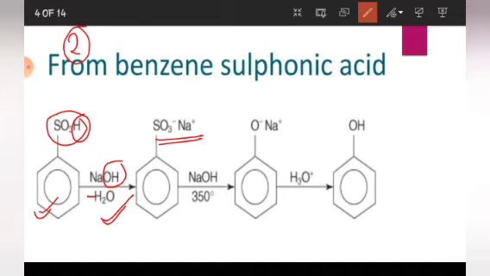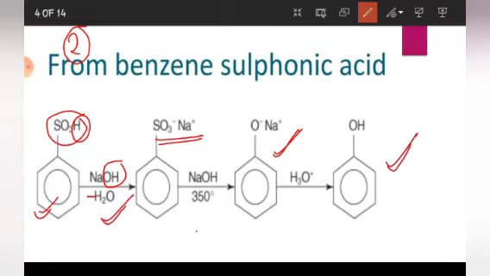Again we will react with NaOH. Then what will be formed? Sodium phenoxide ion will be formed. Then finally, when we do the acidification, we will get phenol. So you can show the direct step as well. I will tell you.